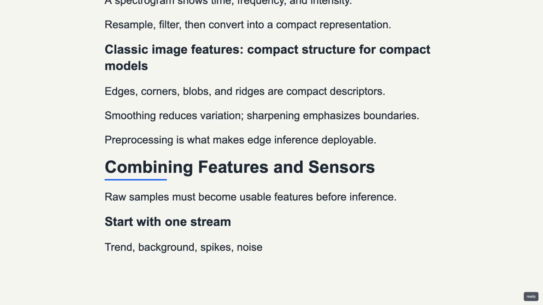A single sensor can produce several derived signals, and each one highlights a different part of the same process. One feature can track slow drift, another can capture sudden change, and another can measure variability so the model can separate signal from jitter.